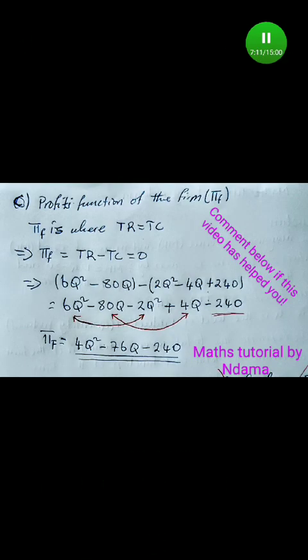Okay, C says profit function of the firm. That is, you should calculate the profit function of the firm. Profit is at the point where total revenue is equal to total cost in economics. Then, when you want to calculate the profit function, we take total revenue minus total cost is equal to 0. Then we substitute total revenue, all that, minus total cost.